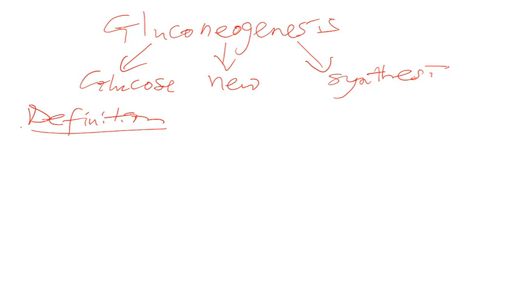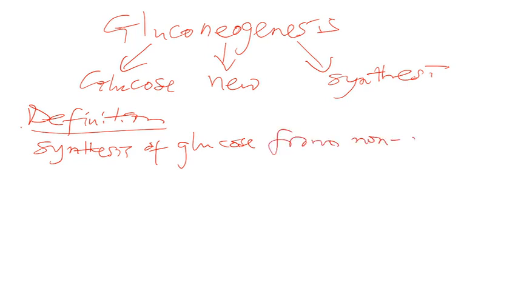So basically, it is the synthesis of glucose from non-carbohydrate intermediates or precursors. So you can say precursors or compounds.